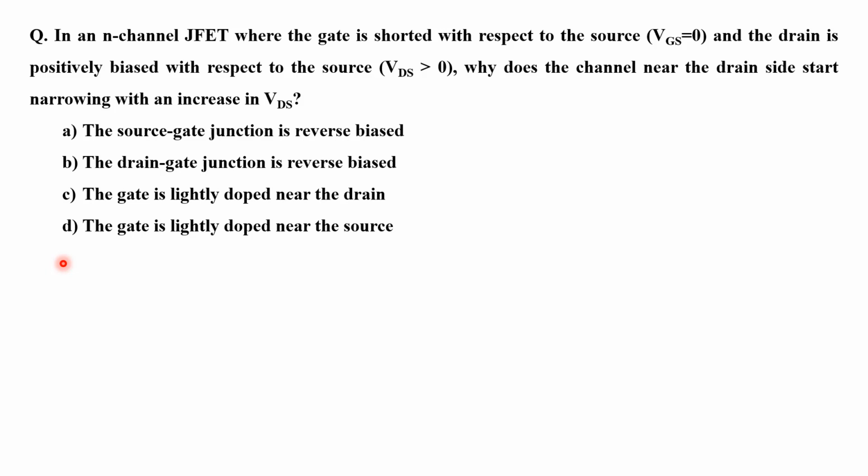So next is, in an N-channel JFET, where most of the questions are regarding JFETs only. In an N-channel JFET, where the gate is shorted with respect to the source, that is VGS equal to 0, and the drain is positively biased with respect to source, which means VDS is greater than 0, why does the channel near the drain side start narrowing with an increase in VDS? Take your time to think and then answer. Both of you should give me an explanation of why you are going with which option. Source gate junction is reverse biased, drain gate junction is reverse biased, gate is lightly doped near the drain, and gate is lightly doped near the source.